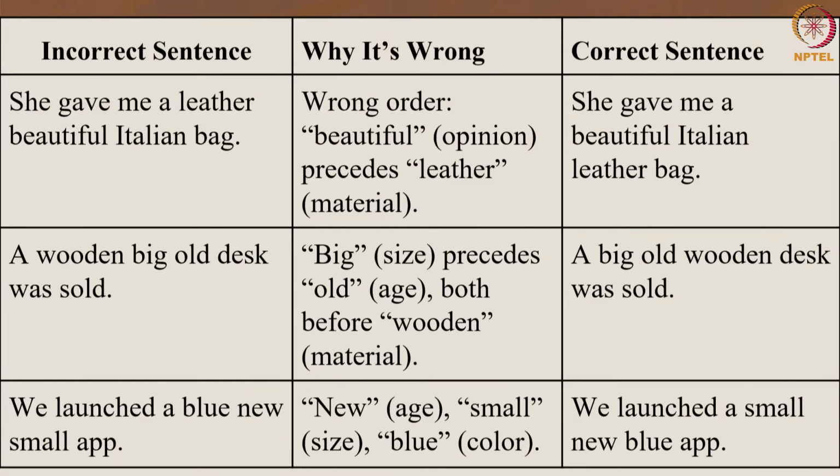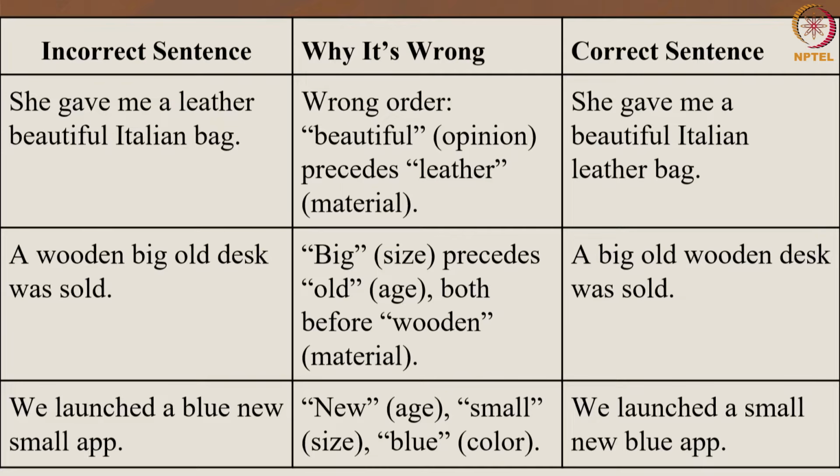So, we talk about quantity, then opinion, then size, age, shape, color, origin, material, noun. This is the order of adjectives. This order cannot be jumbled, although most of us do this all the time, but it is always good to know the rules. Now, look at the slide.